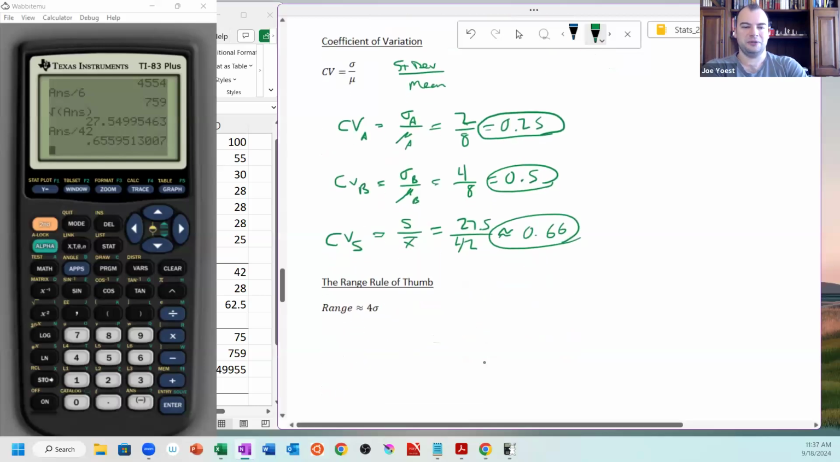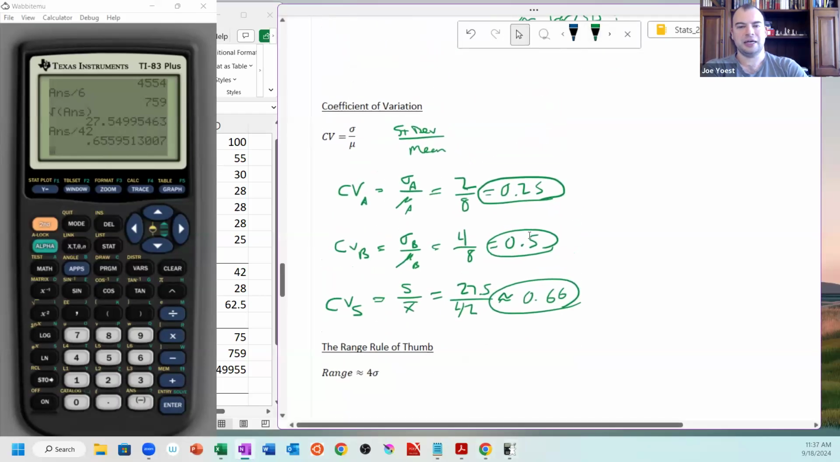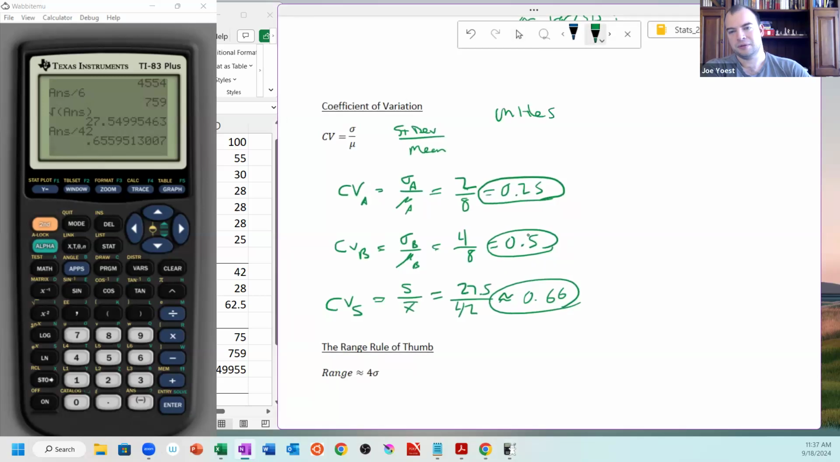One of the super nice things about the coefficient of variation is that it is unitless. Remember that my standard deviation has the same units as the mean. So in other words, 2 returns per day over 8 returns per day, my units divide out, and this is unitless. It's just a multiplicative factor, 0.25. Same with this one, right? Here we have thousands of dollars on top from the standard deviation, thousands of dollars on the bottom from the mean. They divide out. This 0.66 is also unitless. My coefficient of variation is always unitless.